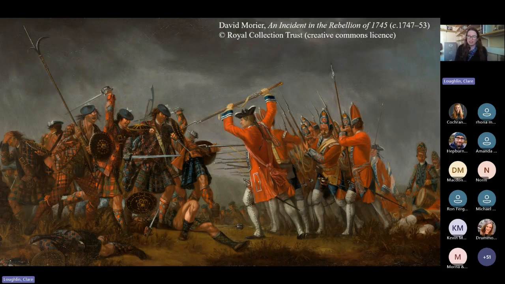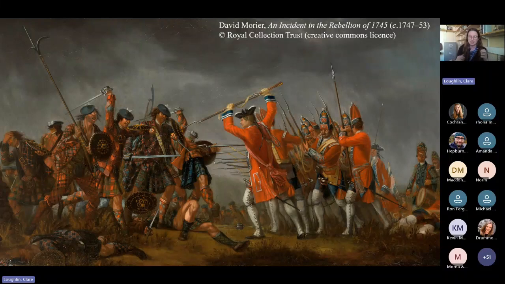Morier wasn't present at this battle, but he based his depictions of Highlanders on Jacobite prisoners that filled the London and Essex prisons after the Rising. This is painted as a piece of anti-Jacobite propaganda. There is little to see in this painting where the Highland side come across as strong, as on the cusp of victory, as an enemy worth fighting.